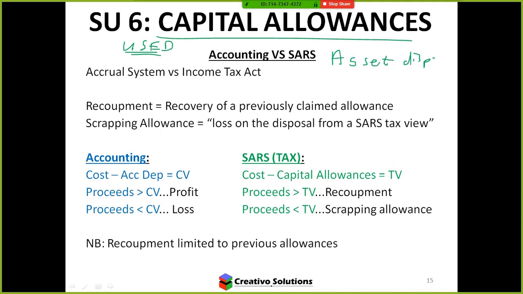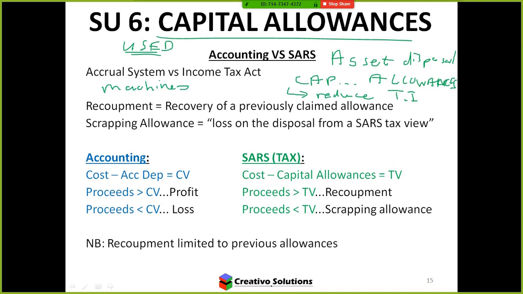And when we have a disposal, remember we spoke about all these capital allowances? What do those allowances do? To give you a tax relief, yes, they reduce your taxable income. Agree? Yes.